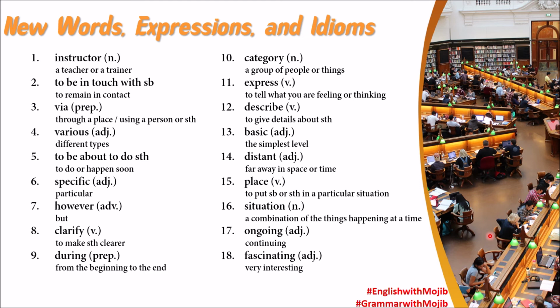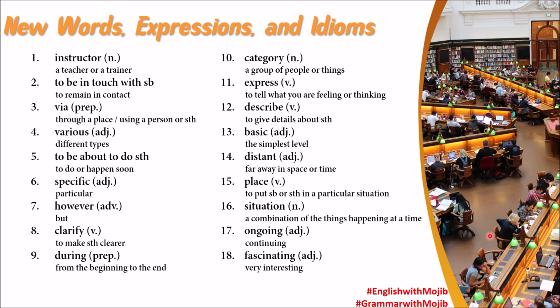During. Number 10, category, a group of people or things. And the verb of this noun is categorize. Categorize means put things in related groups. Express, to tell what you're feeling or thinking. Describe, to give details about something. Basic, the simplest level. Distant, far away in space or time.